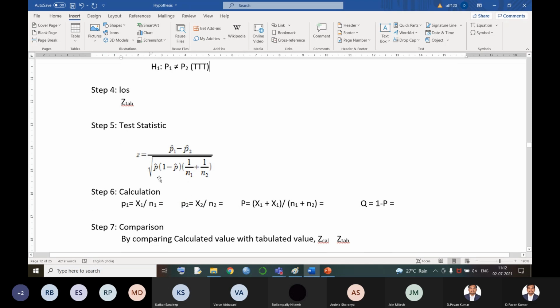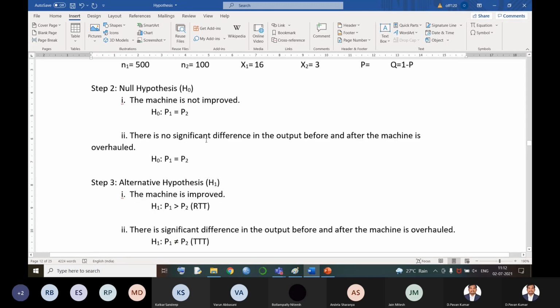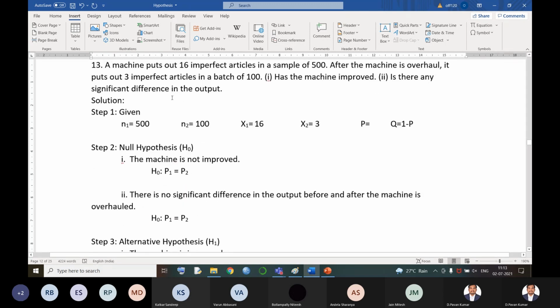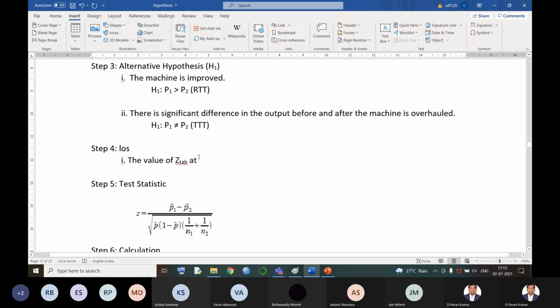Now let us go with the level of significance. Since we are having two, we'll start with two. Is any LOS given in the problem? No, no LOS is given. If no LOS is given, we consider it as 5%. The value of Z tab at 5% LOS for right tail test is 1.645 from the tabulated value. We have discussed these tabulated values many times.